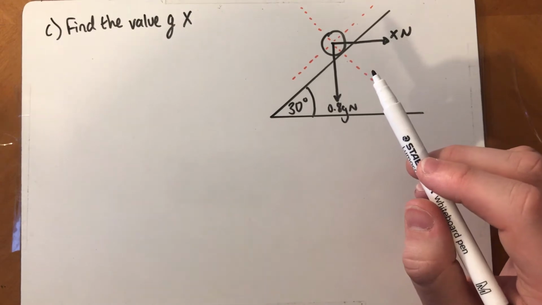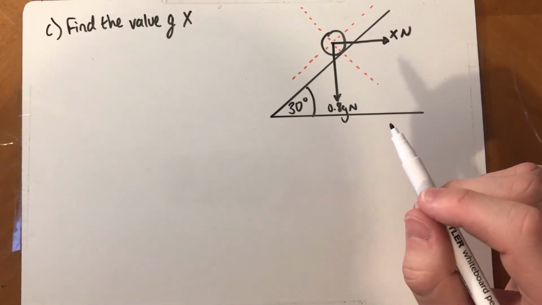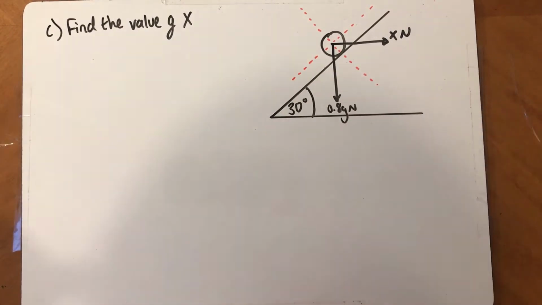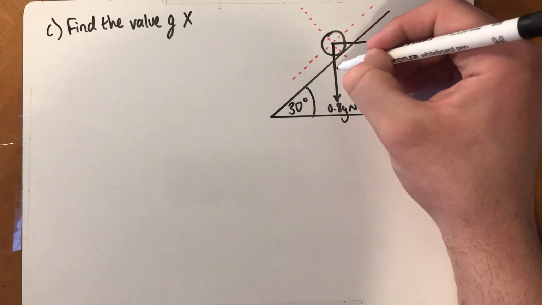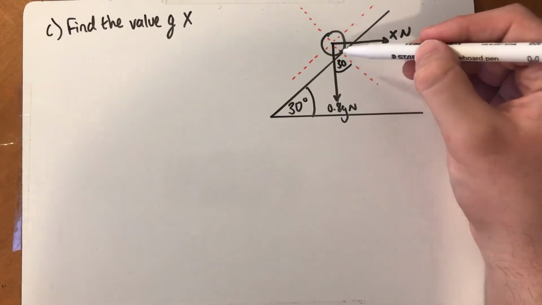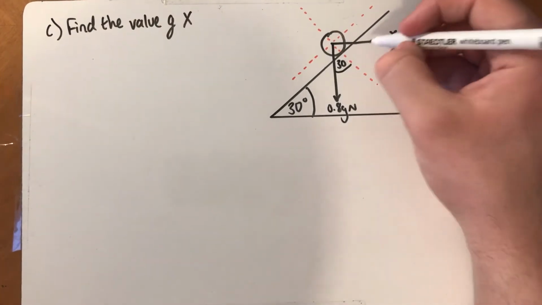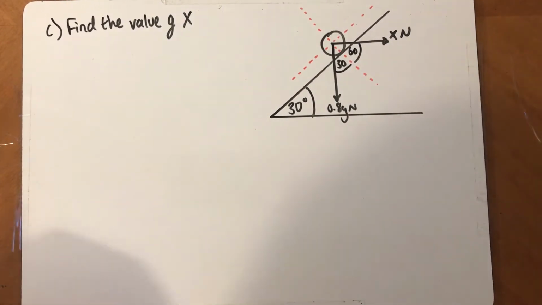The particle is in equilibrium and is on the point of moving up the plane. Okay, find the value of x. Okay, so we can start to resolve. I know that this angle is 30, and I know that the weight and x are perpendicular, therefore this angle is 60. Okay, so what I can do now is start to resolve all of my forces.